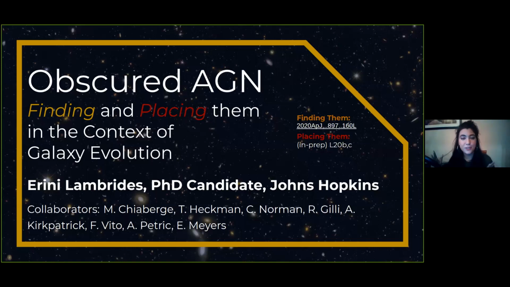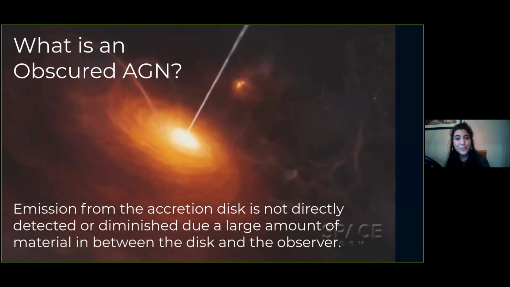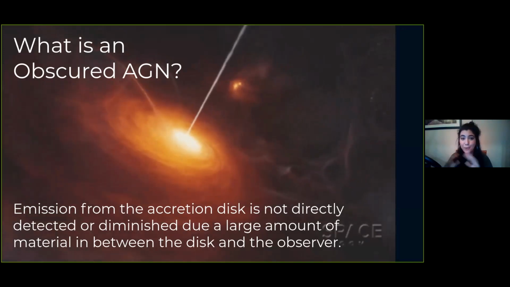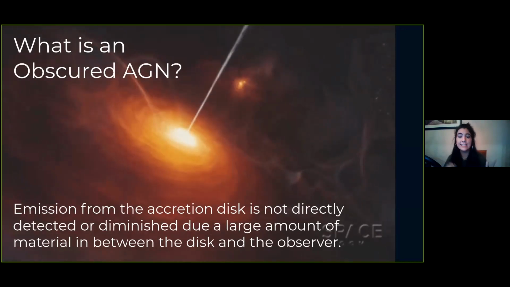The finding the obscured AGN is about a study that we released earlier this year, and the placing them is 2 papers in prep that should be out on the archive soon. So, obscured AGN, they're growing supermassive black holes that are enshrouded by large quantities of gas and dust.